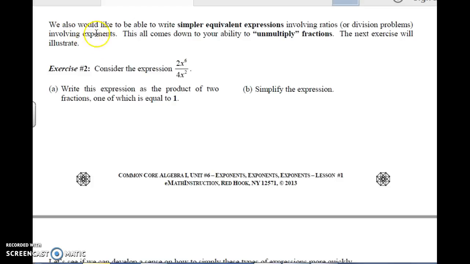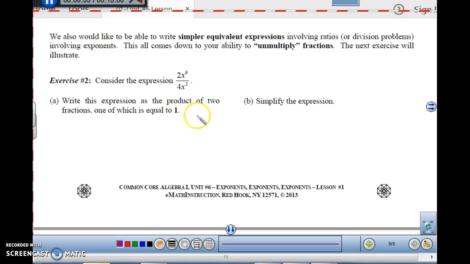Now we would also like to be able to write simpler equivalent expressions involving ratios or division problems involving exponents. This all comes down to your ability to unmultiply fractions, and the next exercise will illustrate. Now, this is a little different way of doing it. I'm going to show you this way, and I'm going to show you the way that I would do it. Consider the expression 2x to the 6 over 4x squared. Okay, write this expression as the product of two fractions, one of which is equal to 1.